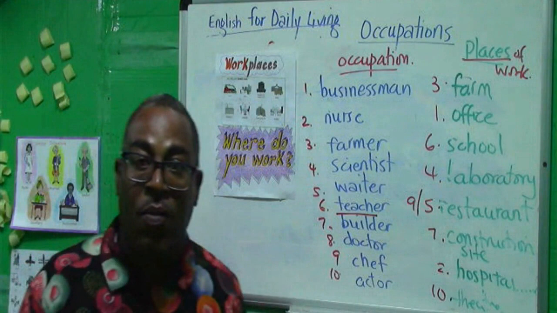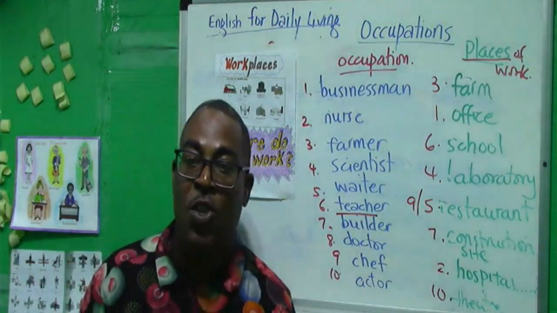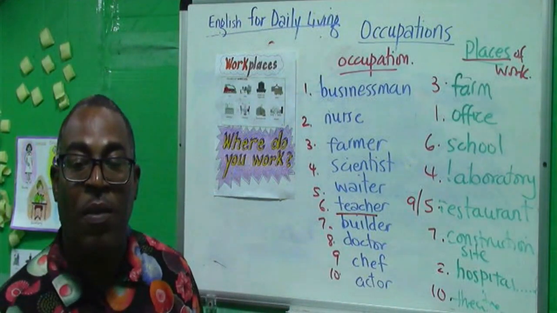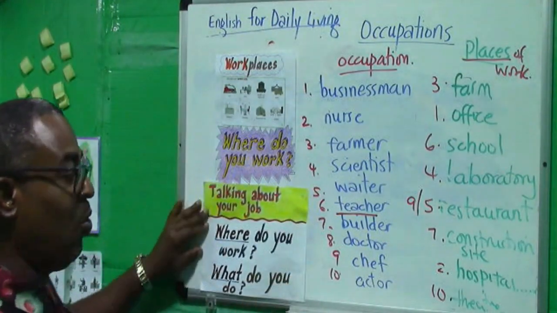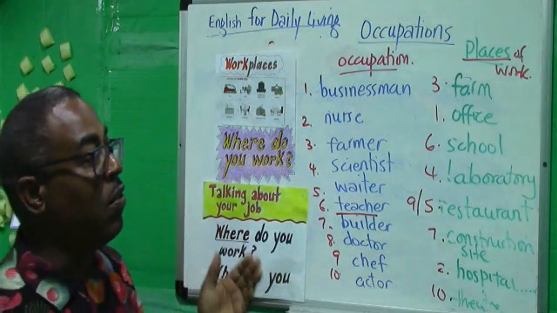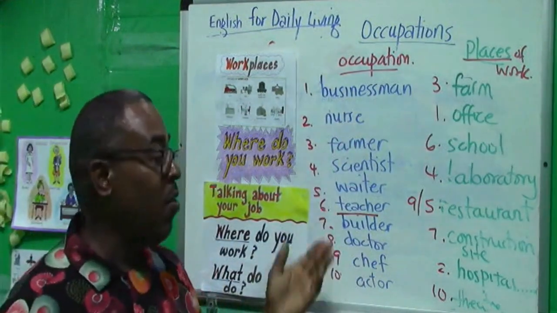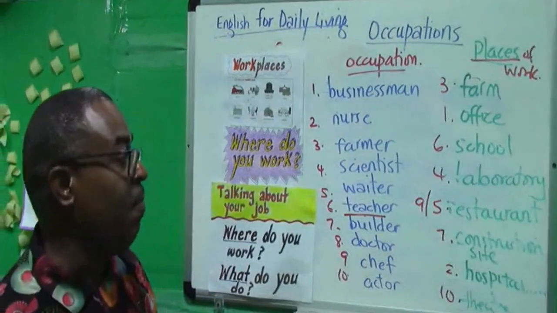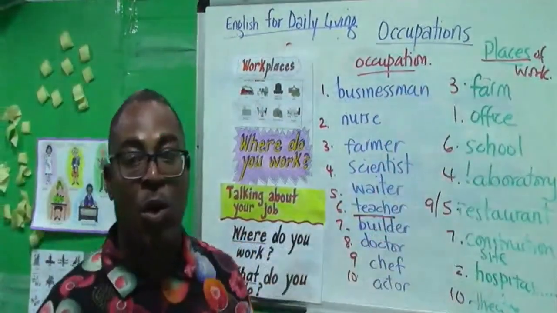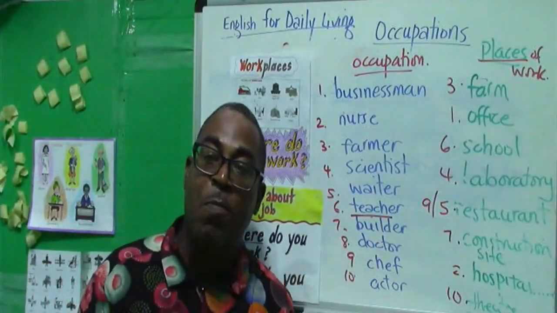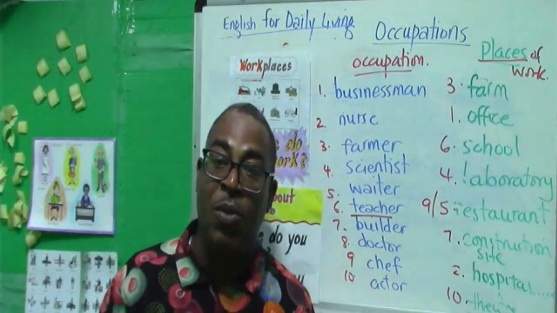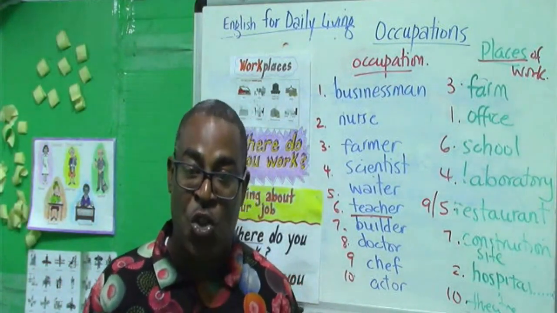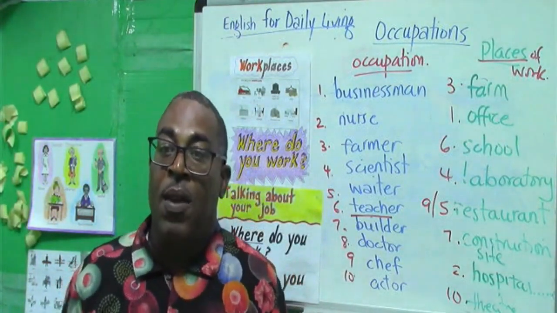Now, let us therefore conclude today's edition. Today we looked at our jobs. We talked about your job. Where do you work? What do you do? What do you do for work? We looked at various occupations, various jobs, things that people do for a living. And then we looked at the places of work, associated jobs with the places of work.